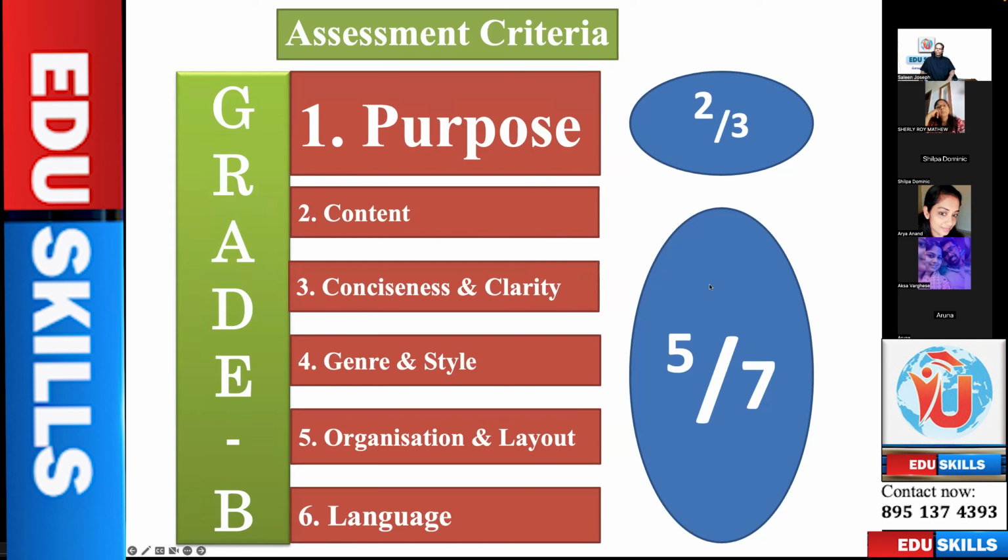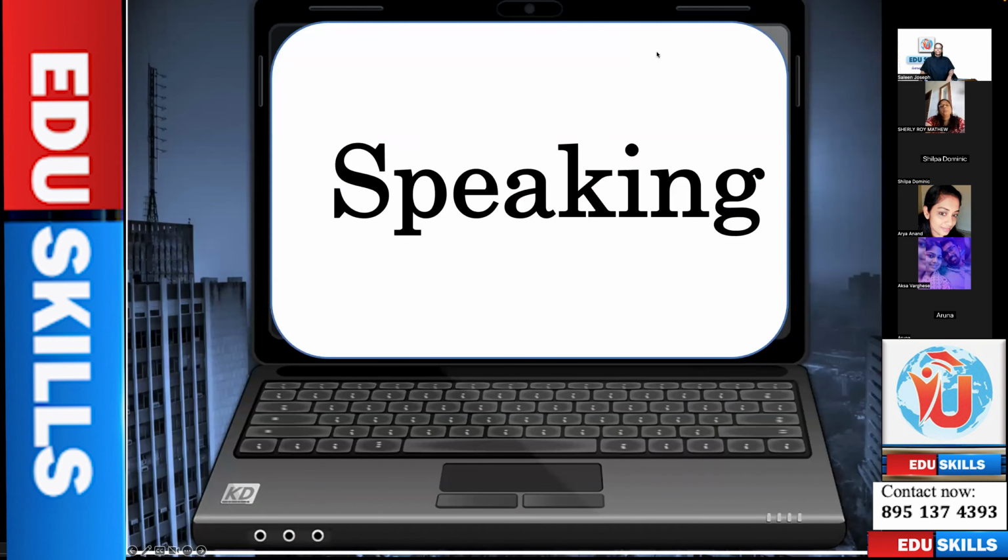But what I'm telling you is, if you don't focus clearly on these criteria, if you score 1 out of 3 in purpose, even if you score 5 or 6 in all the other segments, you cannot reach grade B. So all these segments are equally important. You cannot focus on one particular thing and leave out other things. And definitely purpose I have put in a bigger font because that is very, very important as per the new, revised assessment criteria.